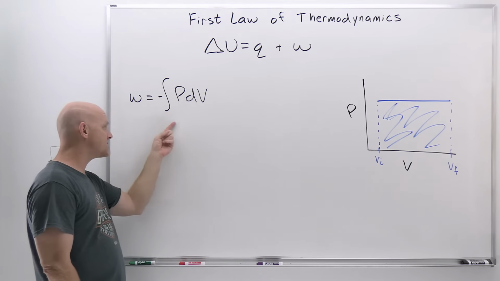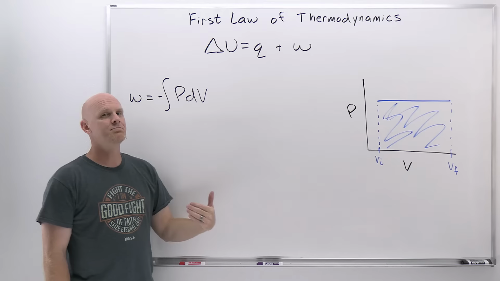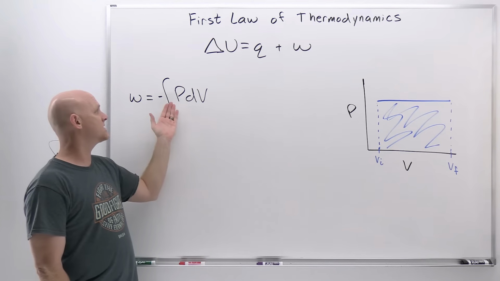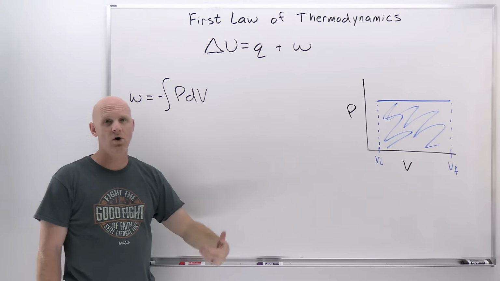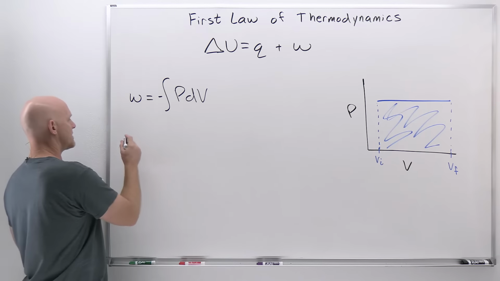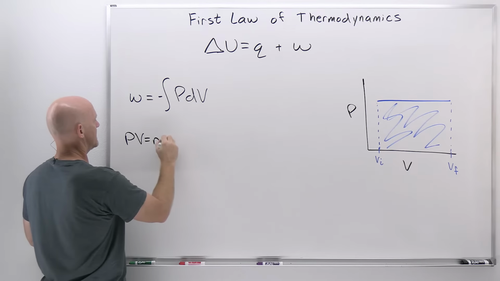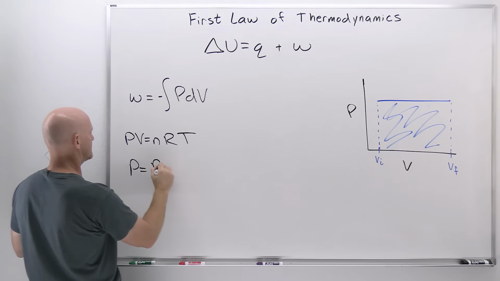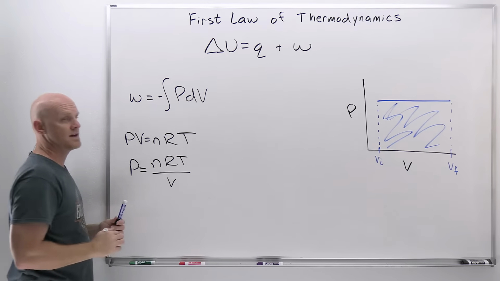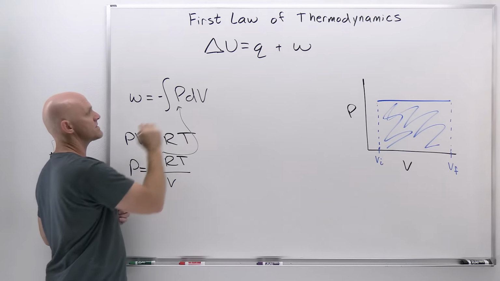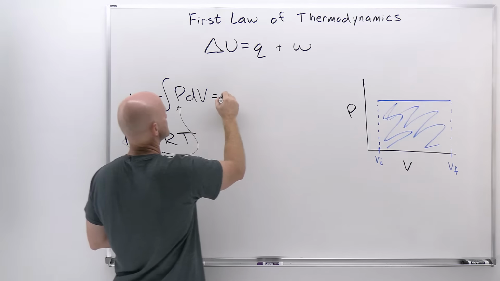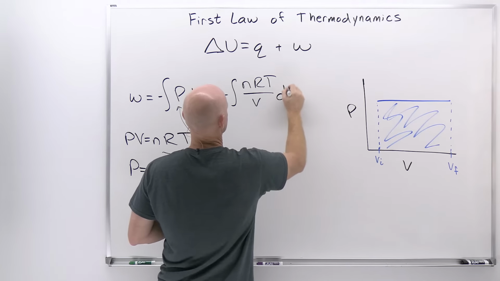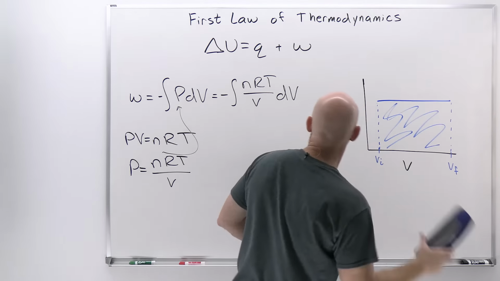And if it's changing, it's not a constant. And if it's not a constant, you can't pull it out in front of the integral sign. The variable we're integrating against here is the volume. And so what you've got to do is write the pressure in terms of the volume so you can actually carry out this integral. If you recall the ideal gas law, PV equals nRT allows us to write the pressure as nRT over V. And we can substitute that in for the pressure. And so in this case, this turns into negative the integral of nRT over V dV. And we'll go from there.